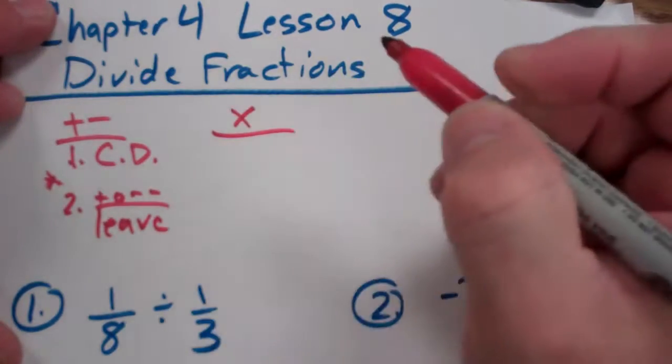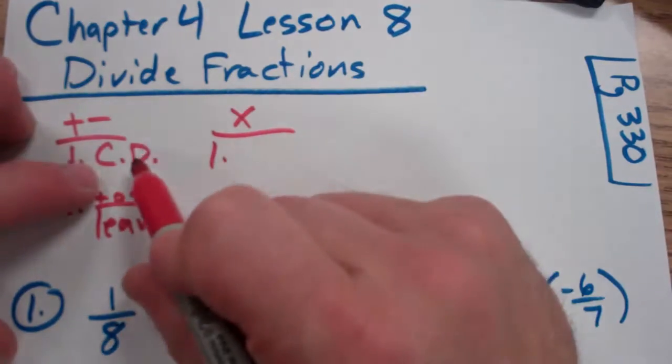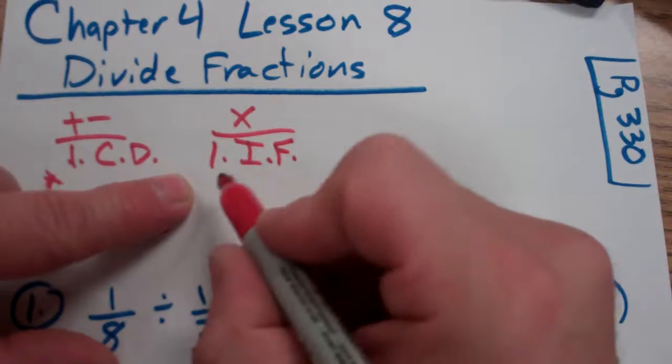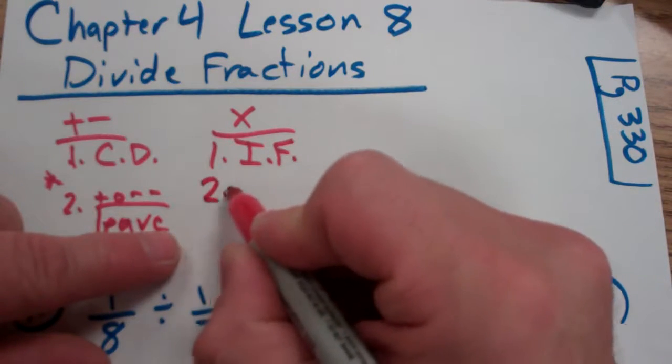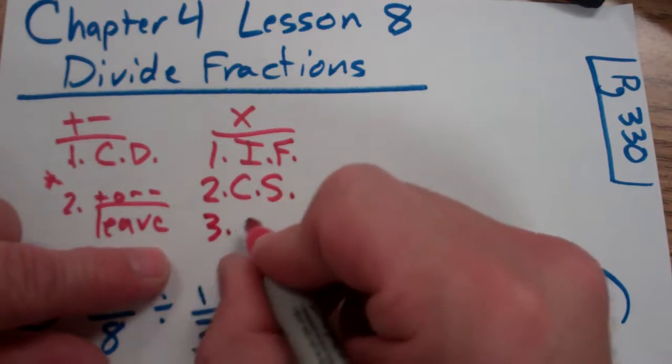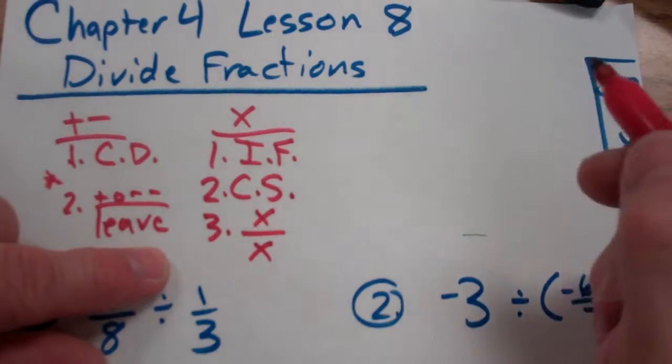We went to multiplication, totally different rules. Step number 1 is not common denominator, it's improper fraction. Once you've gone to an improper fraction, you can look to see if you can cross simplify. And then step number 3, you multiply the tops, multiply the bottoms.